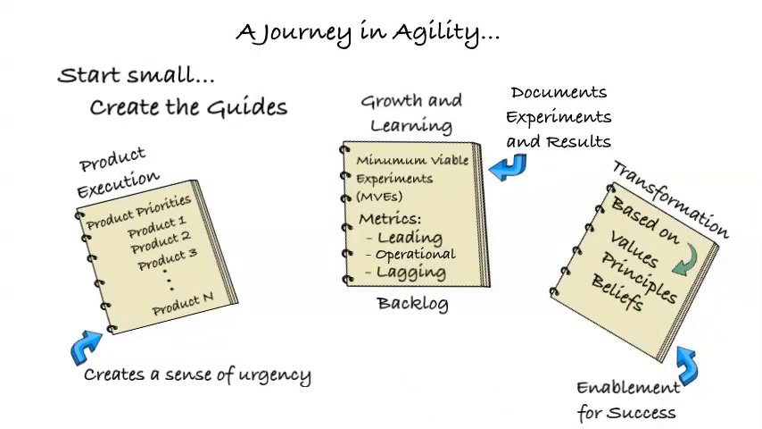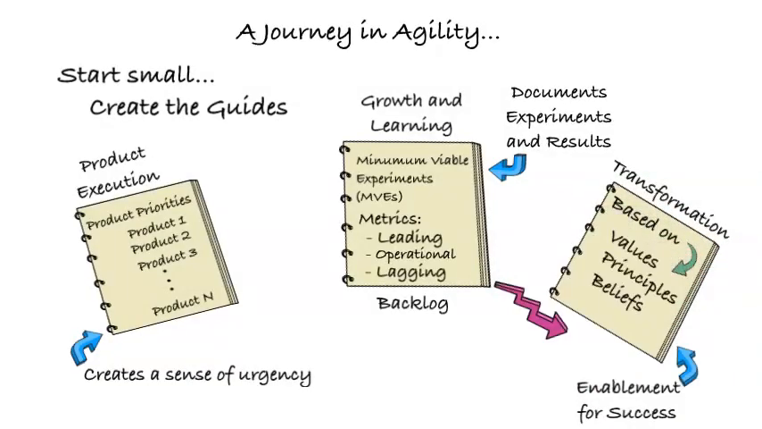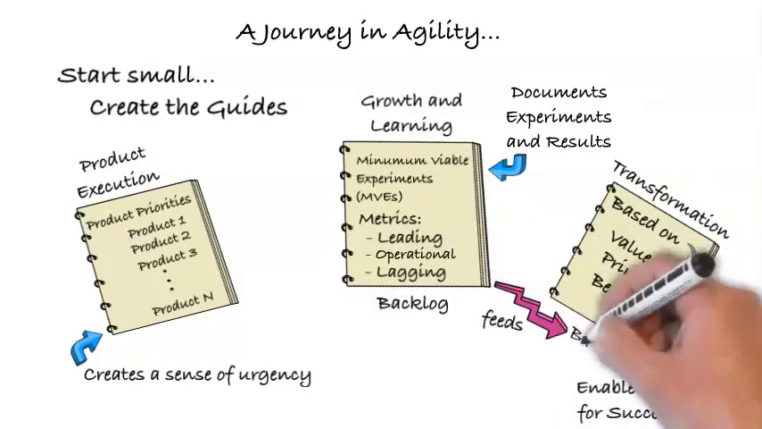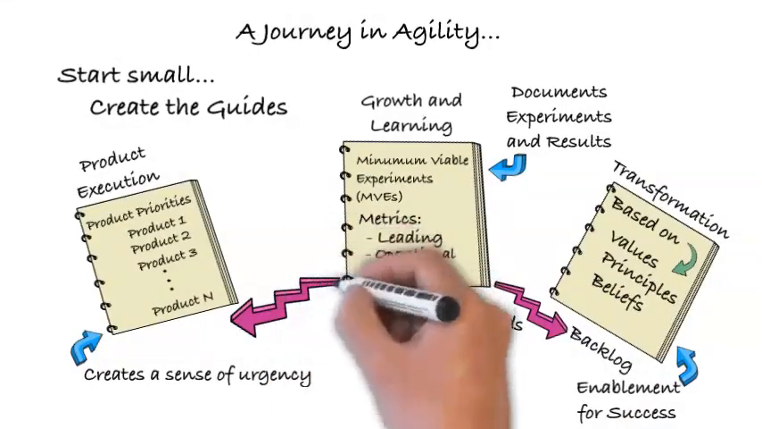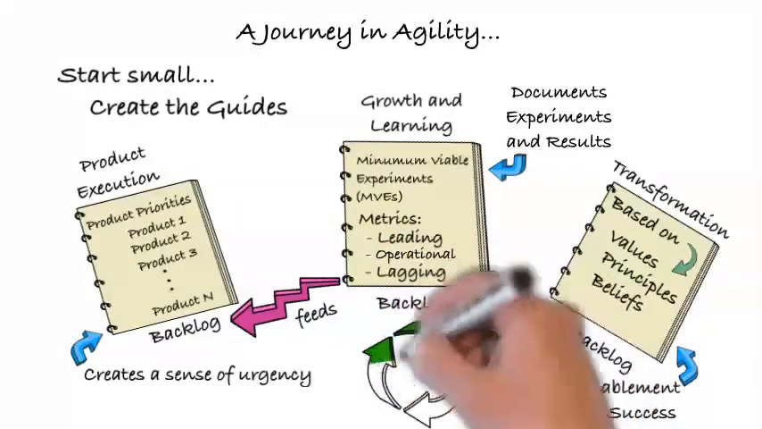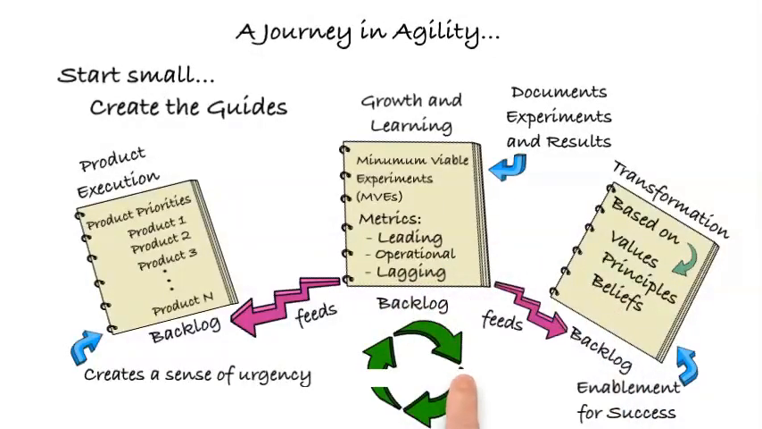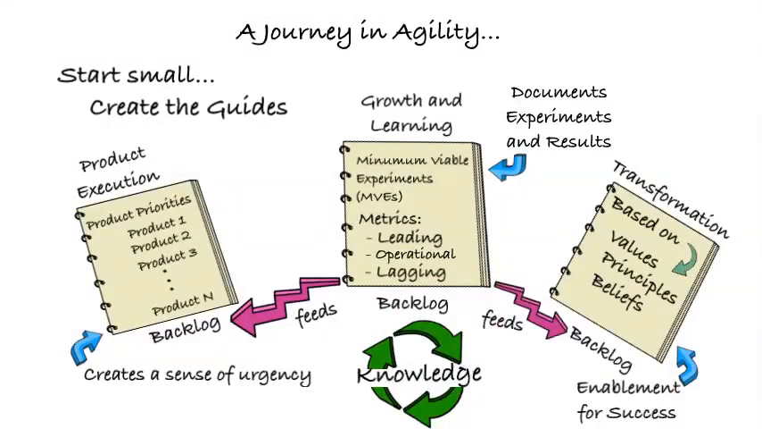The knowledge gained in the development of the Growth and Learning Guide feeds into the backlog of the Transformation Guide. That same knowledge also feeds into the backlog of the Product Execution Guide. Because all three of these are living documents, the knowledge gained feeds into the backlog of the other documents, creating a growing body of knowledge that can be used in advancing the Agile transformation.